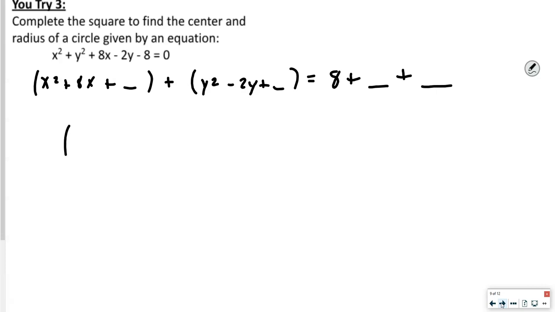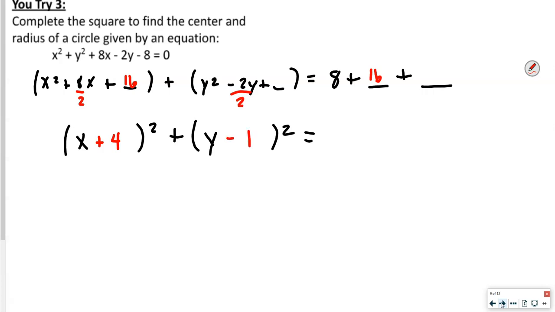Okay, once again, going to create 2 sets of parentheses down here for our x equation and our y equation. We're going to divide the 8 by 2, so that's going to give us x plus 4. 4 times 4 is 16. Remember to add it to the other side. And we're going to divide our 2 by 2. That's going to give us minus 1. Minus 1 times minus 1 is 1. So that's going to be 25.